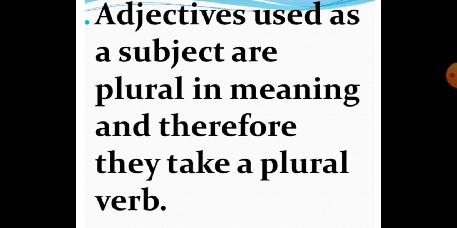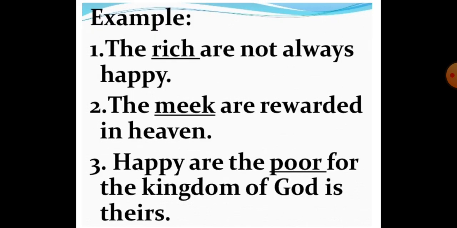Adjective used as subject are plural in meaning and therefore they take the plural verb. So whenever the adjective, as you all know describing words को हम adjective बोलते हैं, जब कभी adjective जो है वो subject की तरह अगर use हो रहे हैं, okay, and they are plural in meaning, then the verb will also be plural. For example, let's see, the rich are not always happy. So here you can see rich is an adjective, but here the rich is used as a subject. The rich are not always happy.